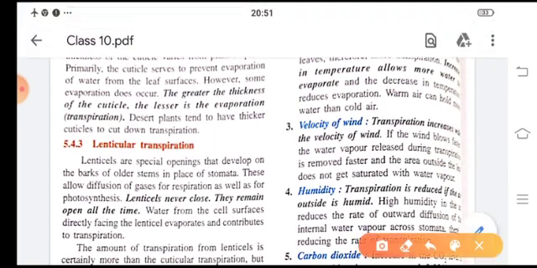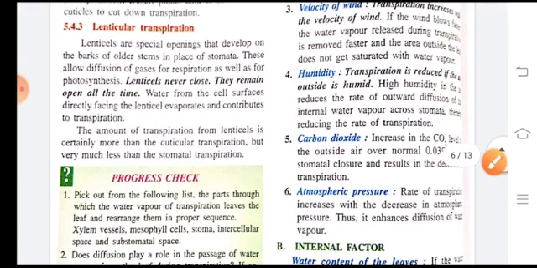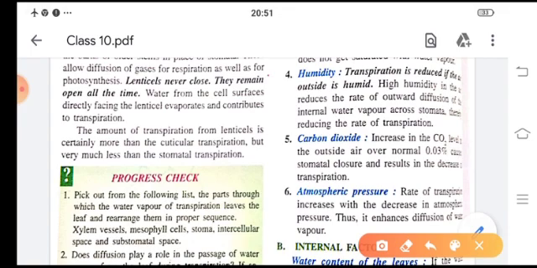Now the velocity of the wind also affects transpiration, because transpiration increases with the velocity of the wind. If the wind blows faster, the water vapor which is released by the plant is also removed faster, and then there will be more transpiration. Humidity: transpiration reduces if there is humidity outside. High humidity reduces the rate of outward diffusion, due to which there is a lower rate of transpiration.